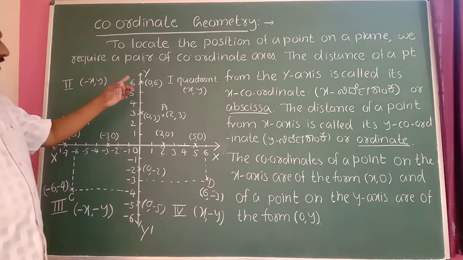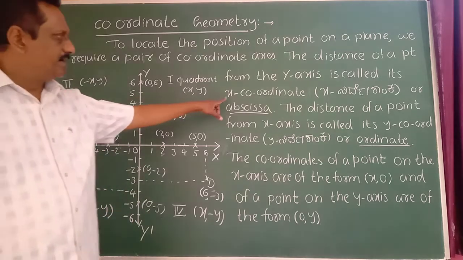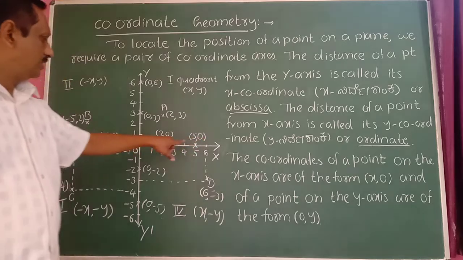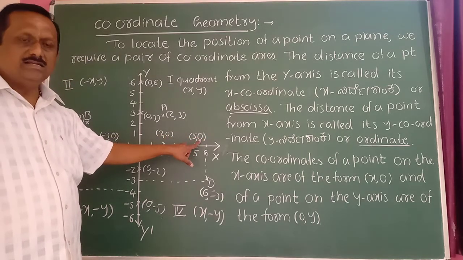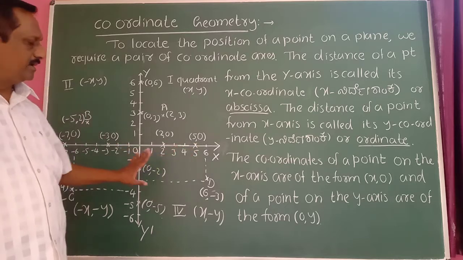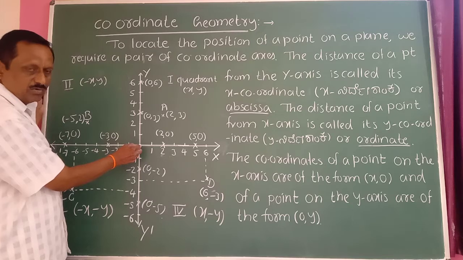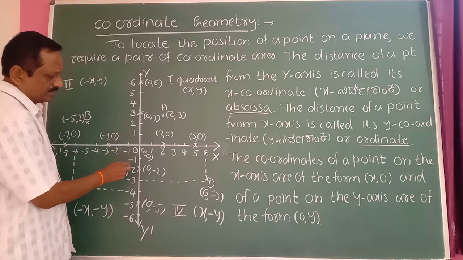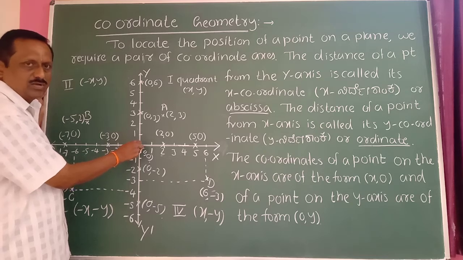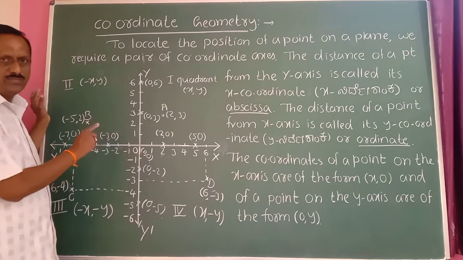Therefore, on the y-axis, abscissas are 0 here. Abscissa means x coordinate is 0. On the x-axis, y coordinates are 0, meaning ordinates are 0 here. Remember it here because it is very important. And this point is called the origin. Its coordinate is always (0, 0). Okay, this is called the origin here. Coordinate of the origin is (0, 0).